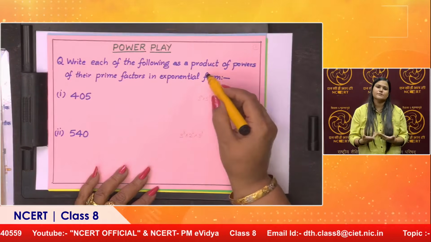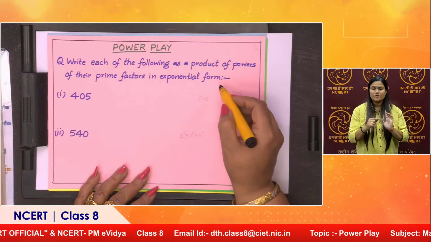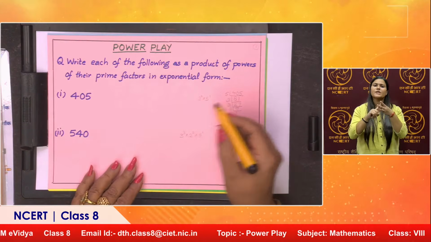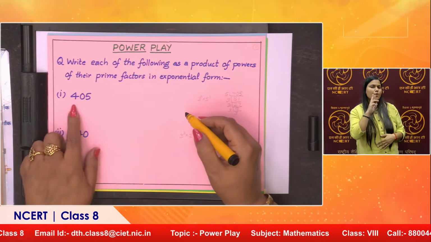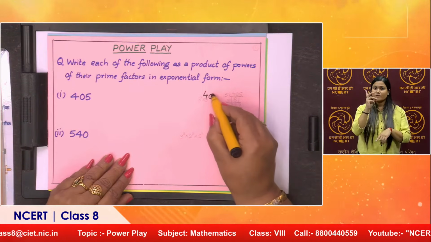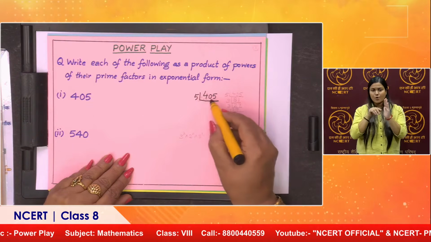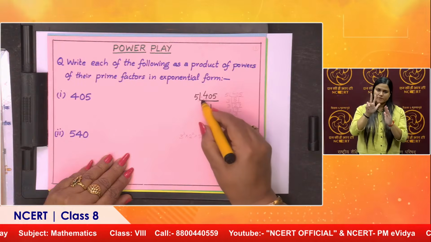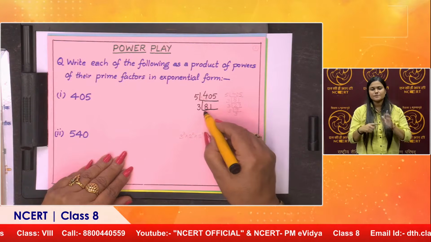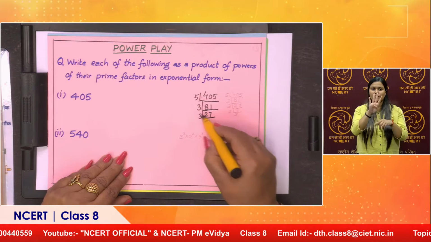Write each of the following as a product of powers of their prime factors in exponential form, children. First let us understand what an exponent is. Shivani, suppose I have one number, 405. Let me start with a simple example and find out its factors. Here, 5 can be a factor: 5 eights are 40, 5 ones are 5. Now 8 plus 1 is 9, so I can use 3 to divide it. 3 twos are 6, 3 sevens are 21, and 3 nines are 27.